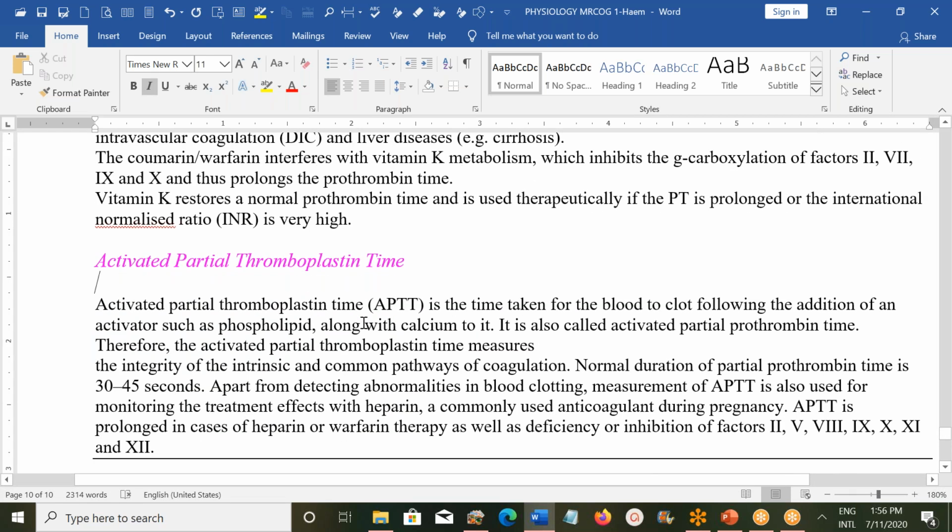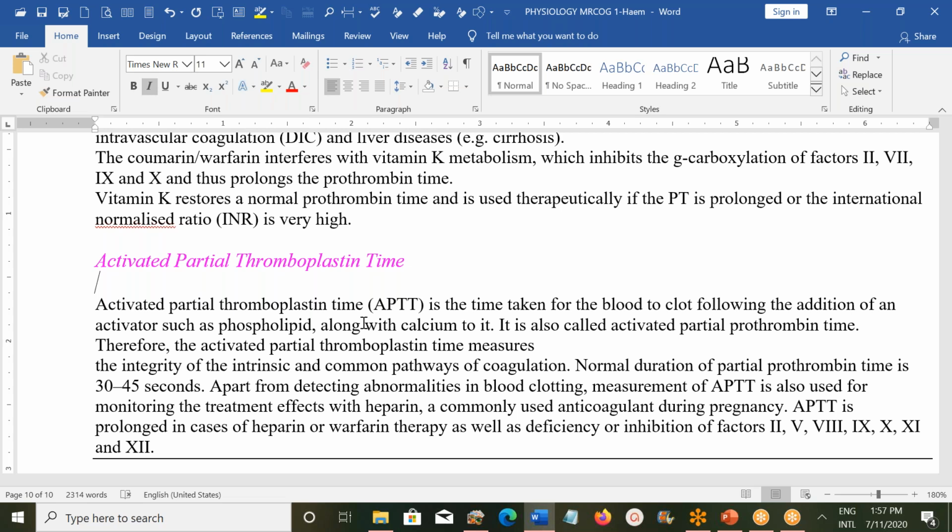Now, what is activated partial thromboplastin time? Activated partial thromboplastin time is the time taken for the blood to clot following the addition of an activator such as phospholipid along with calcium to it. Therefore, the activated partial thromboplastin time measures the integrity of the intrinsic system and the common pathway of coagulation. The normal duration of the partial thromboplastin time is 30 to 45 seconds.